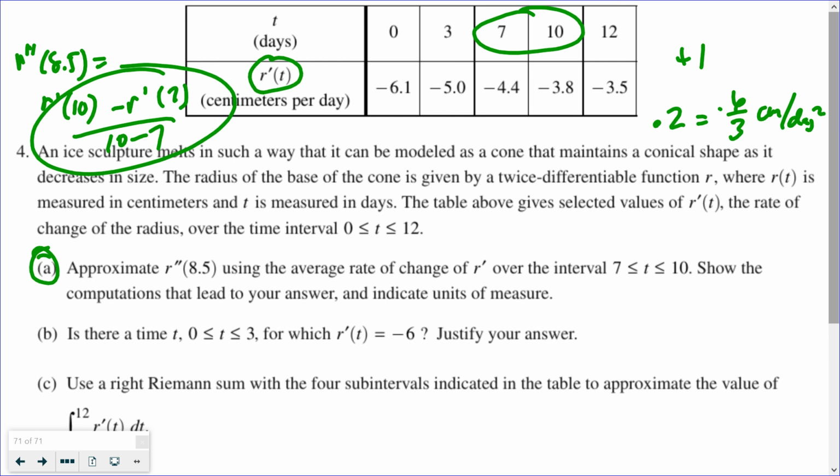Whenever it says units, make sure you look right here. Do you see what I'm saying? Because they'll always give you your units. And it's centimeters per day on top and day on the bottom. That's why it's centimeters per day. Okay? Great question. Any other questions? That's a good one. If you got that one, you should feel really good.